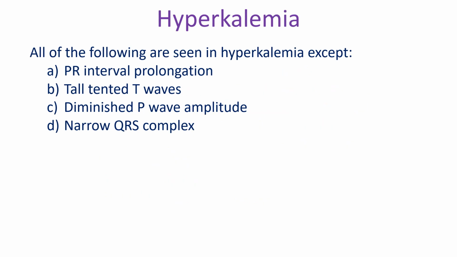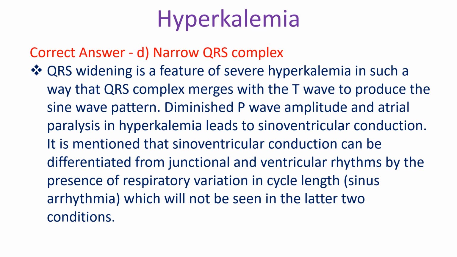All of the following are seen in hyperkalemia except A. PR interval prolongation, B. Tall tented T waves, C. Diminished P wave amplitude, D. Narrow QRS complex. Correct answer D. Narrow QRS complex. QRS widening is a feature of severe hyperkalemia in such a way that the QRS complex merges with the T wave to produce the sine wave pattern.